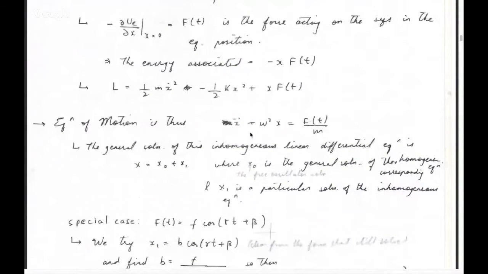Okay, thank you, Kishore. Okay, so now we try to solve this. The way you solve is that you write the homogeneous solution, and you superpose the special solution over the homogeneous solution. Now you take a special case to be f(t) equal to small f cos(gamma t plus beta), we try x1 equal to b cos(gamma t plus beta).